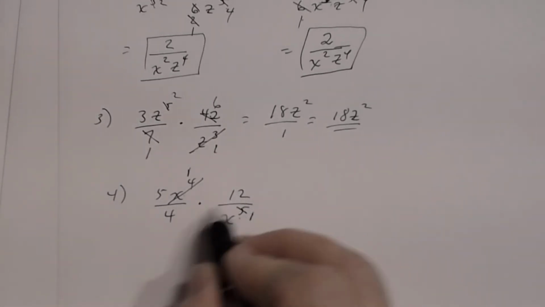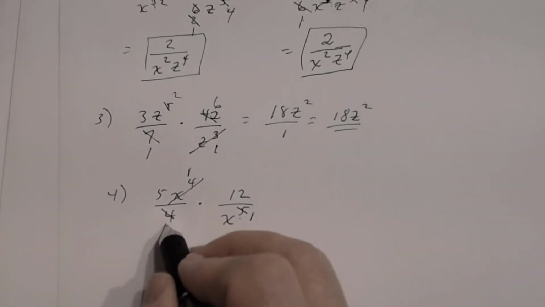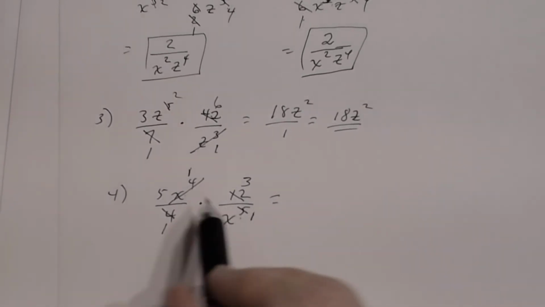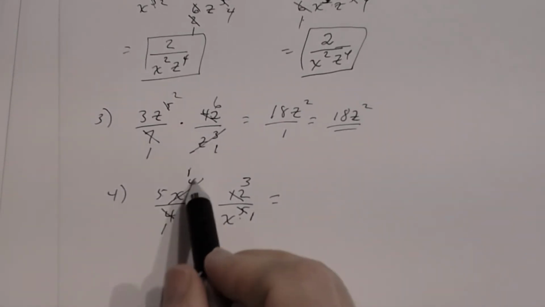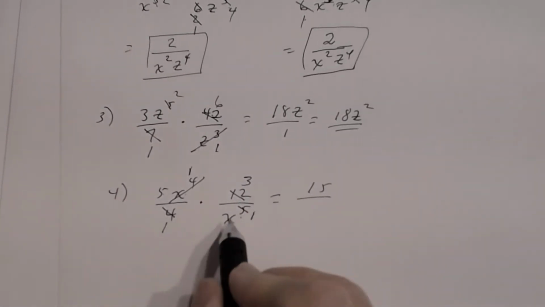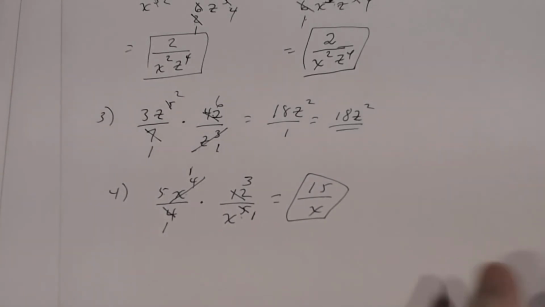Over here, the 12 and the 4 can reduce. 4 into 4 is 1, 4 into 12 is 3. So you're going to get 5 times 1 times 3 is 15, divided by 1 times x to the first, which is x. So I get 15 divided by x.